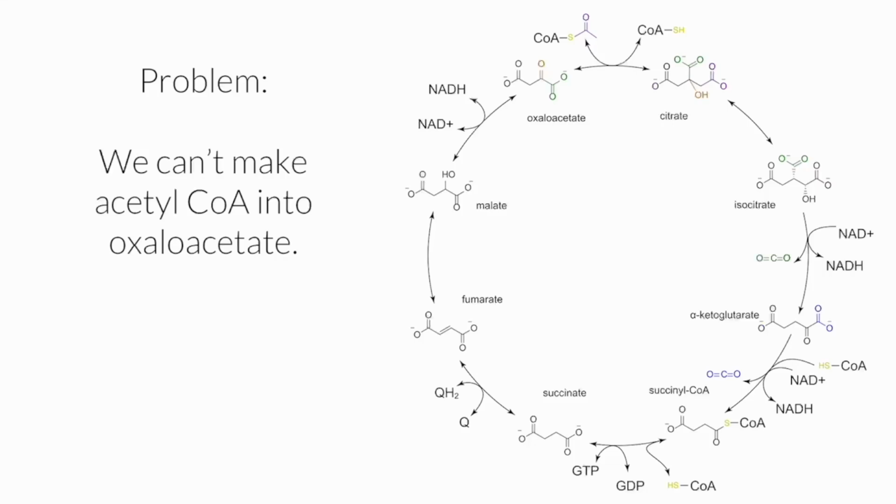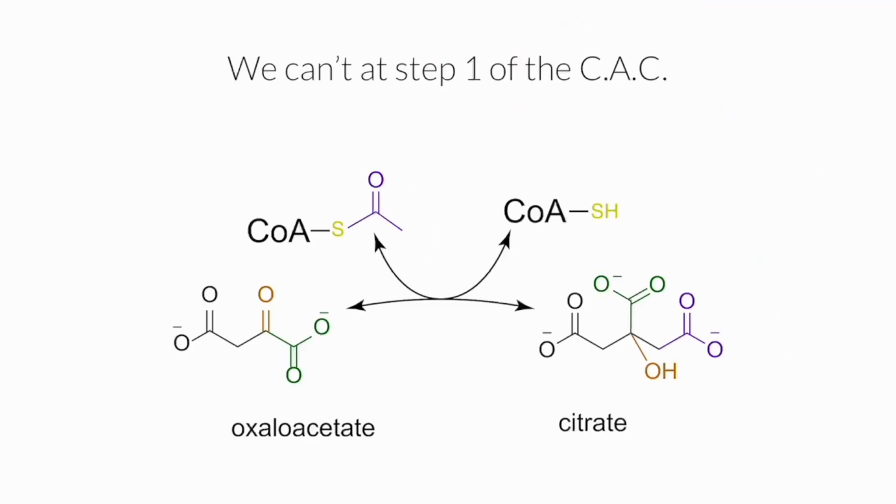And the problem is the citric acid cycle actually can't make acetyl-CoA into oxaloacetate. So let's look at that. So I'm going to show this zoomed up for a second. This is our first step in the citric acid cycle. This has an oxaloacetate and a citrate. And the acetyl-CoA comes in, drops off its acetyl group that gets stuck onto the oxaloacetate to make citrate. Okay, we made citrate. How do we make oxaloacetate?